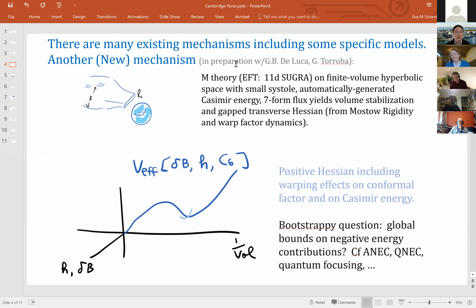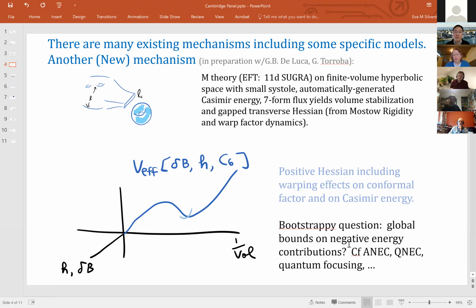I think simplifying the examples is a good idea, and we're about to put out a paper on a new class that is a bit simpler in its list of ingredients, exploring the more generic case of negatively curved extra dimensions. And within that, I see a very interesting kind of bootstrappy question, which has to do with the really important role of these negative energy sources internally.